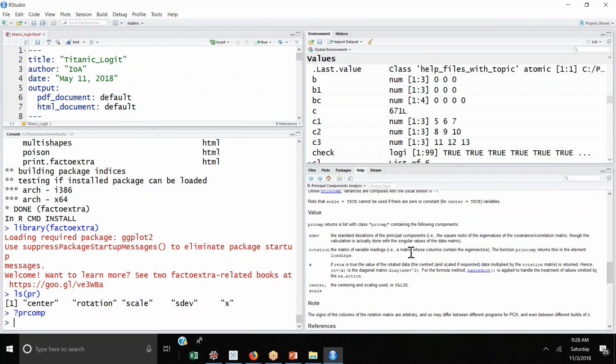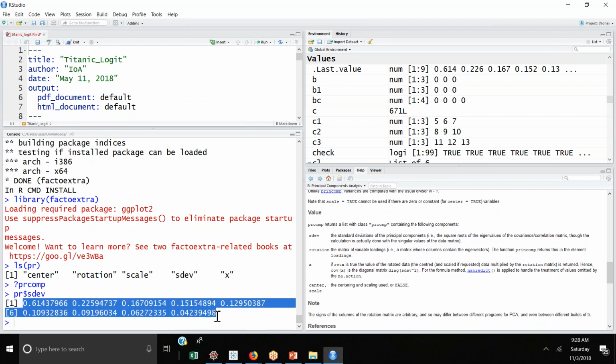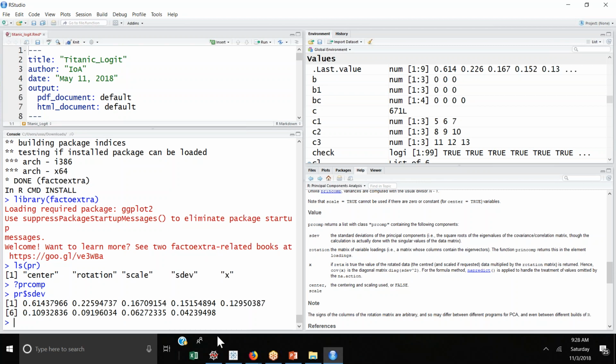Okay, standard deviation refers to standard deviations of the principal component. So let's just print that one. SDEV. So these are the standard deviations of the new variables. The new variables are in this transformed space. Do you see that it is in decreasing order? Everybody sees that it's a decreasing order, right?